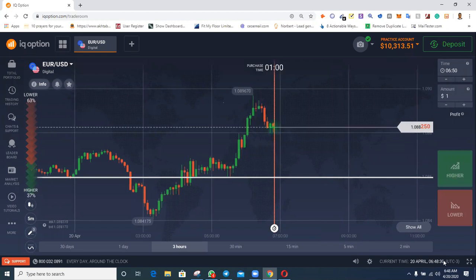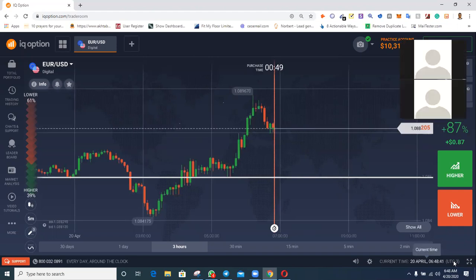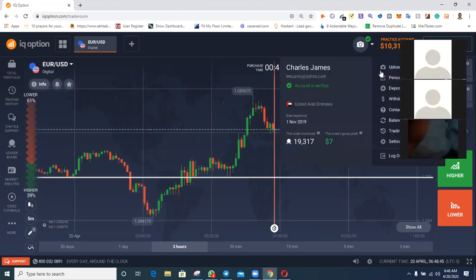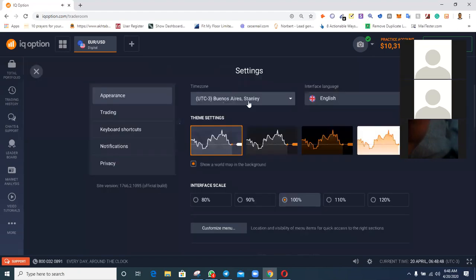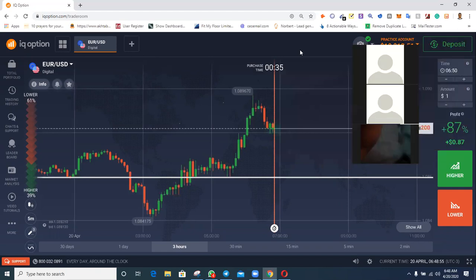Firstly, if you're using the laptop or desktop version on your Chrome, set your time. How do you set it? Come here, go to settings, and change this time. Whatever you have here, change it to the one you have here, Buenos Aires. That is the time IQ Option is using.